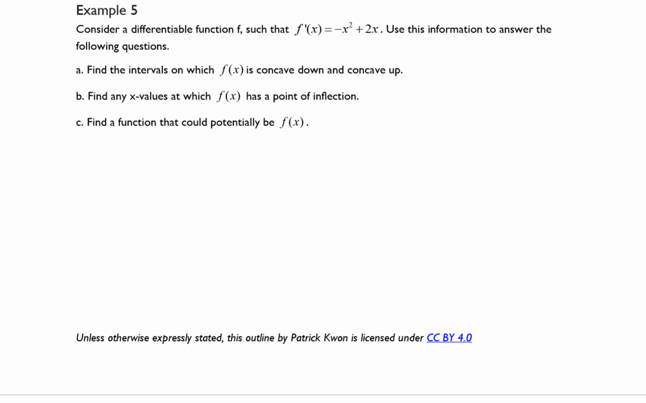Example 5 says, consider a differentiable function f such that f prime of x is equal to negative x squared plus 2x. Use this information to answer the following questions. Part A says, find the intervals on which f of x is concave down and concave up. And so if we're going to talk about concavity, then we need to find the second derivative. So f double prime of x would equal negative 2x plus 2.